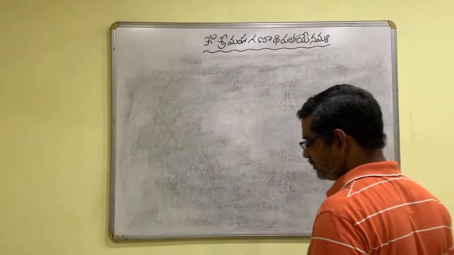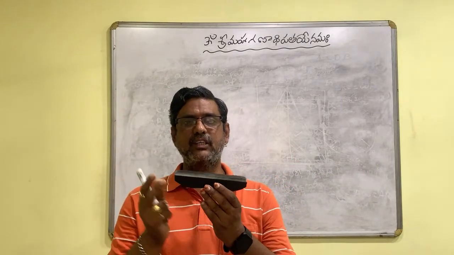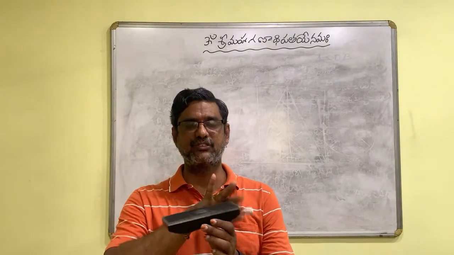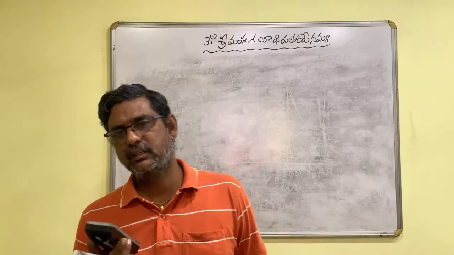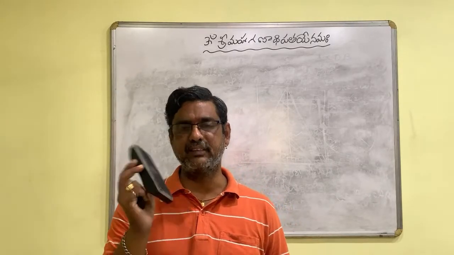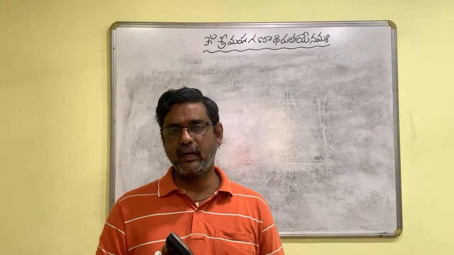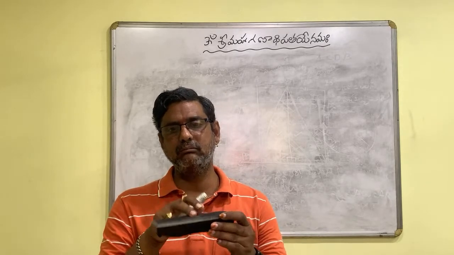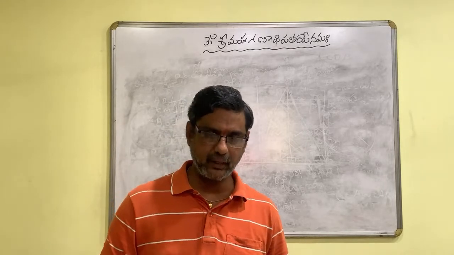Lateral surface area means excluding top and bottom. For example, suppose this is an object. It has six faces: top, bottom, front, back, and side faces. So the area of all the six faces is known as its surface area or total surface area. Surface area and total surface area are the same. And the lateral surface area means excluding top and bottom; the area of the remaining faces is known as its lateral surface area. I told you already.